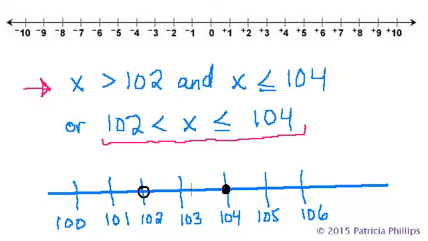And since it's less than, we go to the left. And we're met with 102, so we just take a line and connect them like this. And now it says both things. It says that x is greater than 102 but does not include 102. And x is less than or equal to 104. And that's it.